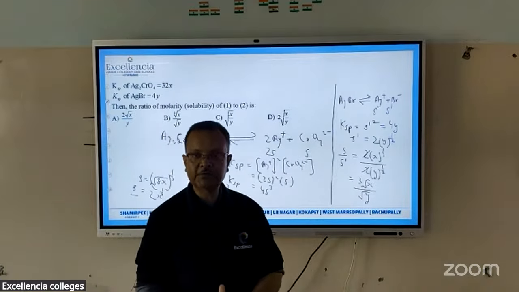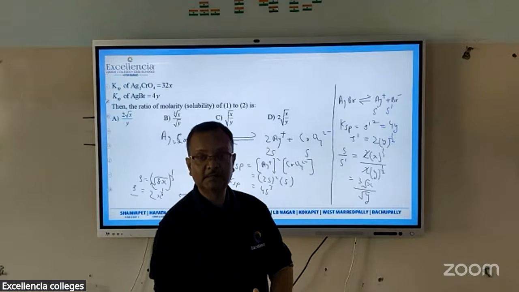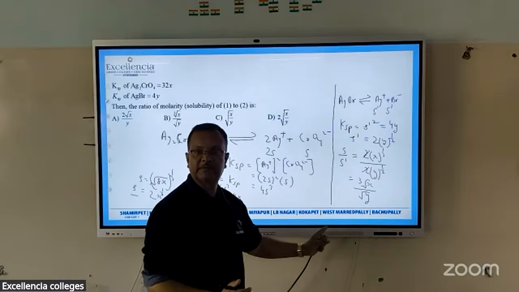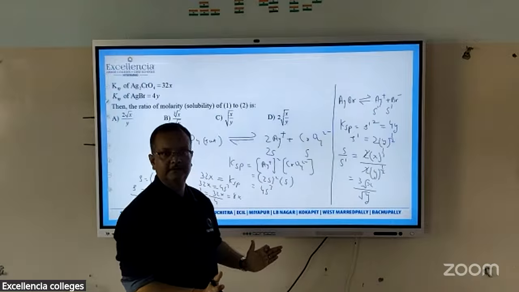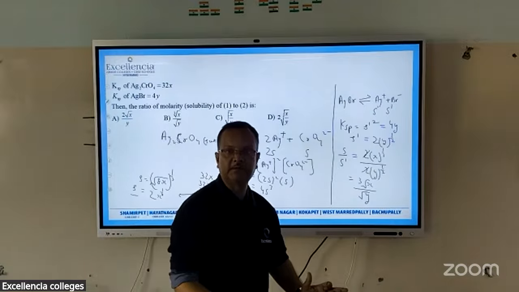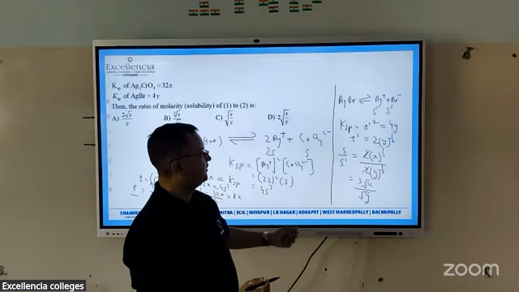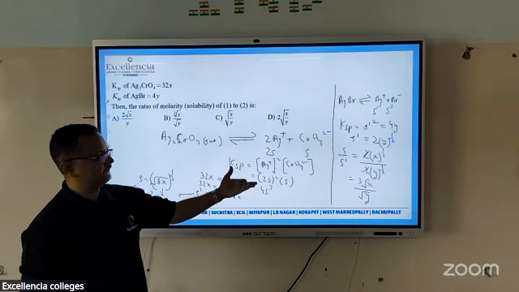So it was a good question. It was a highly conceptual question, but it was an easy question. You're applying the concept of Ksp and solubility here, but separately. Fine, it is not a question of simultaneous solubility. So this question will rate as an easy question, not a tough question. You find the solubility separately and then find the ratio.